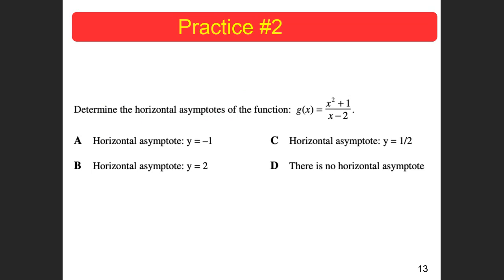How about this one? It says determine the horizontal asymptote of the function. So now I have a big over a small. Remember what we said, big over small? No horizontal asymptote. Okay, so there should be no horizontal asymptote there. Boom, letter D. No horizontal asymptote.